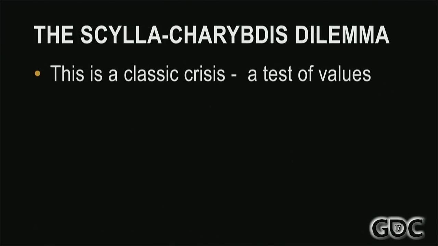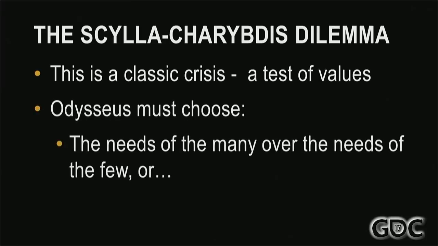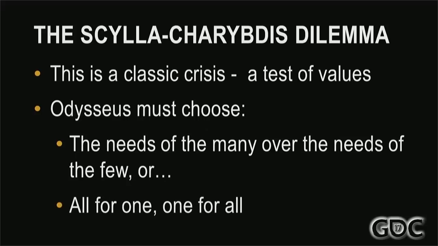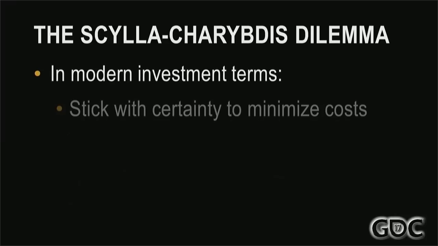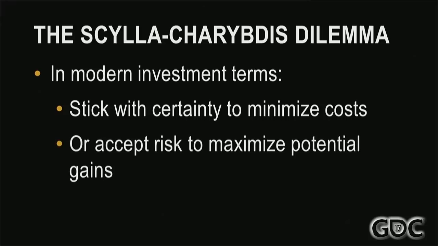Now, from a managerial perspective, this is a classic crisis, it's the test of values. Odysseus has to pick the needs of the many over the needs of the few, go with Scylla, or shared privations, all for one, one for all, go with Charybdis. From an investment standpoint, his options are: stick with certainty to minimize costs. There's no risk with Scylla. You know exactly what's going to happen. Or you accept some risk to maximize upside. You take some risk on Charybdis, and you try to get everybody through. So it's a basic investment decision.